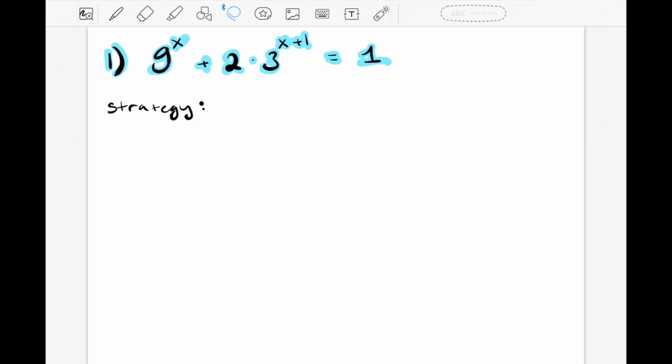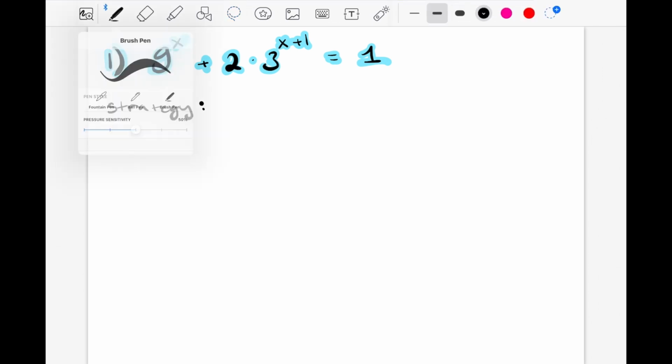So for our first question, we have 9 to the power of x plus 2 times 3 to the power of x plus 1 is equal to 1. So our strategy would be to, whenever you can, use the same base. Then, once we have the same base, we could compare, and we would work with the same variables.